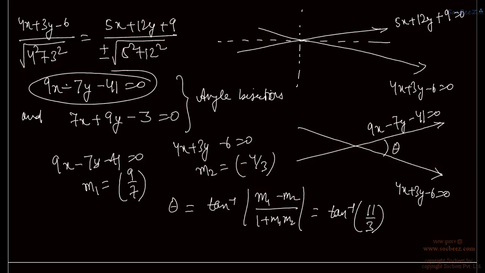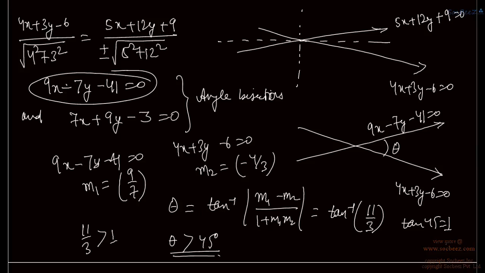Of course, this quantity 11/3 is greater than 1, isn't it? That means this theta must be greater than 45 degrees, because tan 45 is 1, and after that tan 60 is root 3, which is greater than 1, and tan 90 is infinite, and before 45, tan 30 is 1 by root 3, which is less than 1. So theta is greater than 45 degrees, which means that 2 theta is greater than 90 degrees.